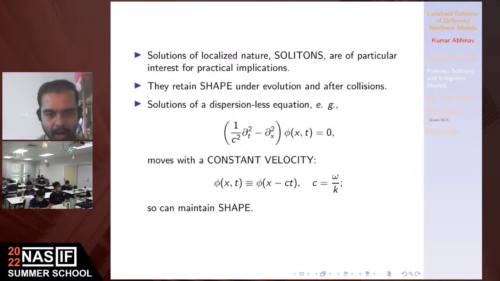So every part of this solution phi will be moving at a constant speed. So at a given time, if it has a distribution, some structure, that structure will not change, because all the parts of the solution will be traveling at the same speed. So it will maintain shape. Maintaining means over change in space and time, it will maintain shape.